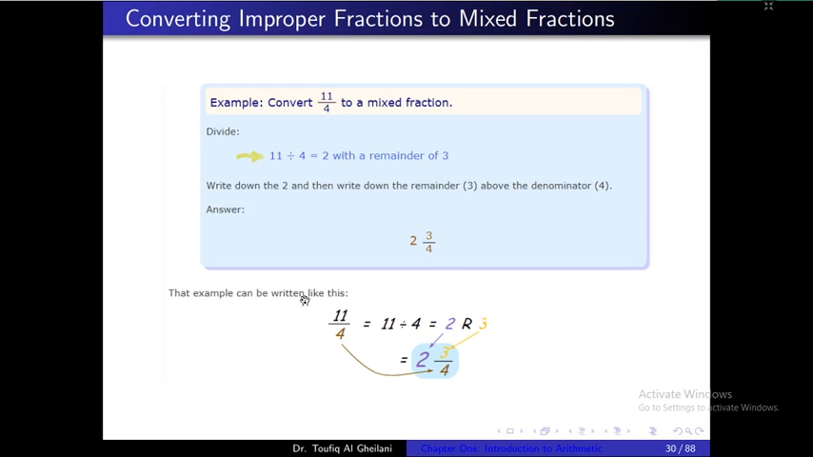So that example can be written like this. 11 over 4, I tell myself 11 divided by 4 cannot be done evenly. So before 11, which number can divide by 4? 8. 8 divided by 4 is 2. What's the remainder? 3. So it will be 2 and 3 over 4.